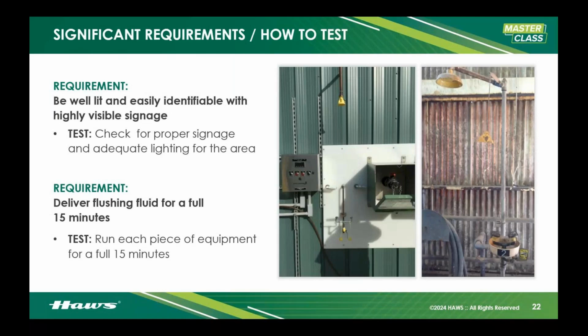It's easy to find. It also must deliver flushing fluid for a full 15 minutes. That is a difficult bit to test for. 15 minutes at the bare minimum. You need 23 gallons per minute for an eye, face wash and shower combo, and over the course of 15 minutes, you're going to be spilling 340 plus gallons of water onto the floor. And that is not possible in many scenarios.